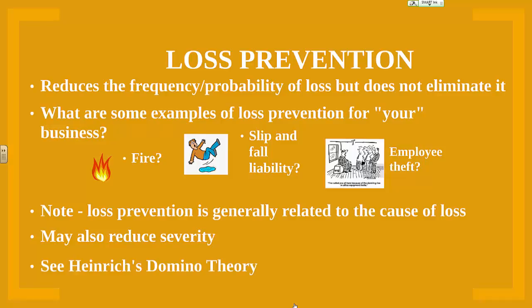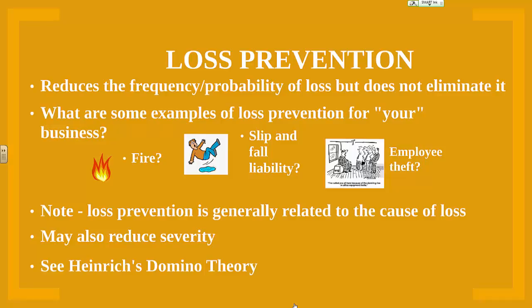Also, take a look at Heinrich's domino theory. This is on page 3.7 of the textbook. Though this theory is quite dated at this point, it was from 1931. He did a thorough analysis of work injuries, and he determined that there was a series of events, or dominoes, that led to the ultimate worker injury.